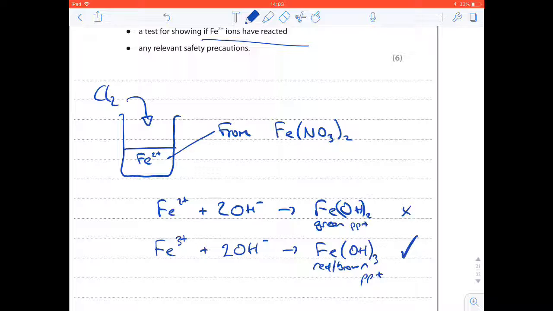Then a suitable safety procedure, well, the big issue with this, particularly if you've chosen to use chlorine gas, is that the chlorine gas is toxic and you should use a fume cupboard. You might also mention that the sodium hydroxide used requires you to wear safety glasses. In reality, try and link your safety precaution to one of the chemicals, if at all possible.